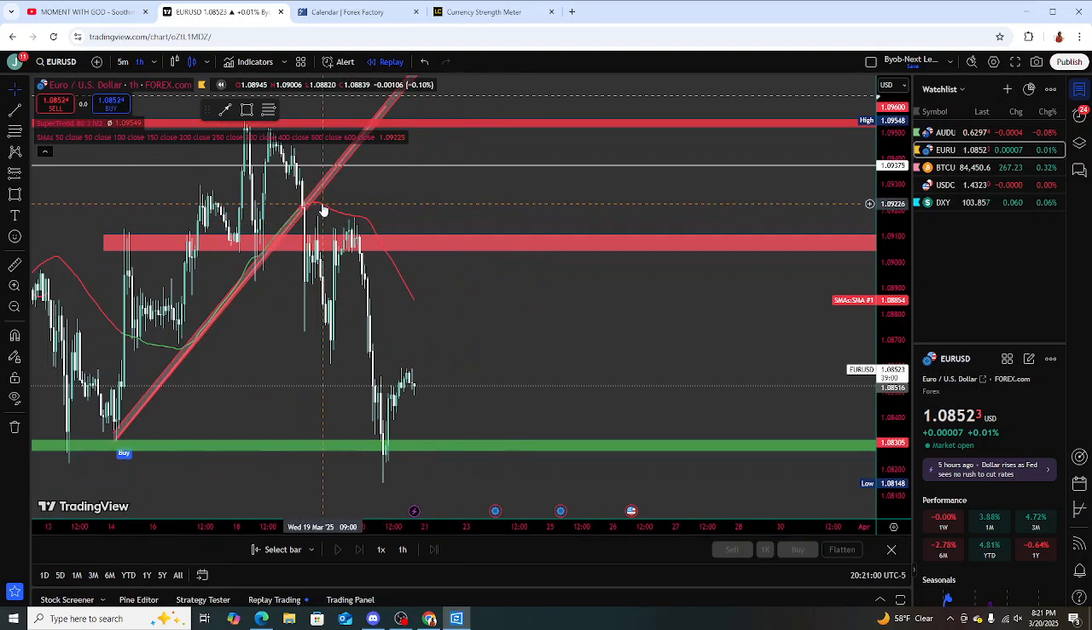So my SMA turned red. I'm entering here. So I entered here. This one I wasn't in for that long. I only made like $20 because I was like, eh.